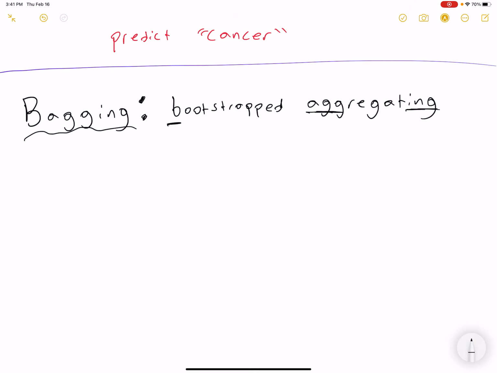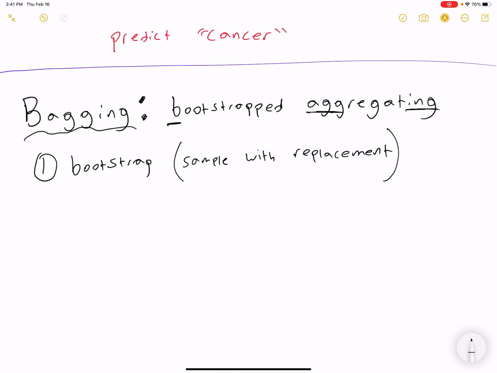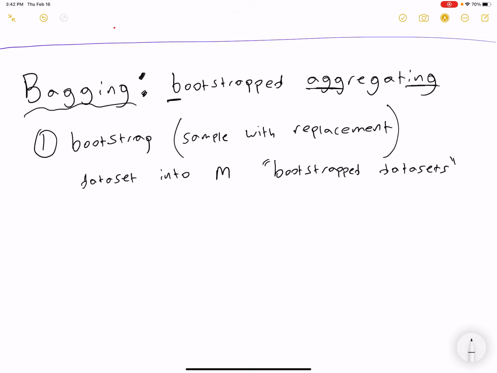So, bagging. The steps of bagging are, step one, to bootstrap, which is a fancy word for sample with replacement. Sample with replacement means you could sample something and put it back in the deck and have a chance of choosing that same card from the deck. So bootstrap the data set into M bootstrapped data sets. Kind of an infinite loop definition there, but let's look at an example.